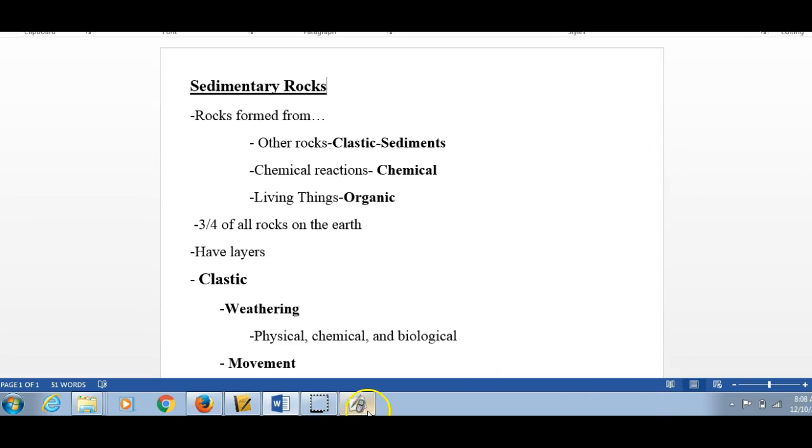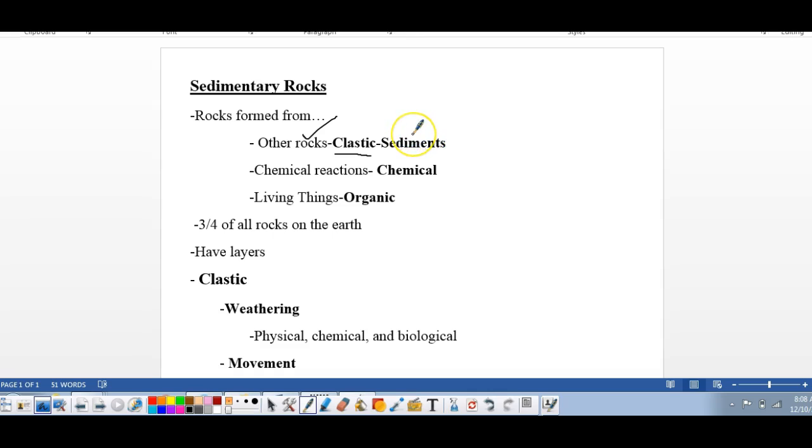So we've talked about igneous rocks, and they form from a melt, if you remember. And these ones are a little bit different. Igneous rocks, if you remember, had really two types: intrusive and extrusive, formed inside the earth or outside the earth. And sedimentary rocks are really quite different, and they really have three types here. So they're formed from other rocks. When they're formed from other rocks, we call them clastic sedimentary rocks.